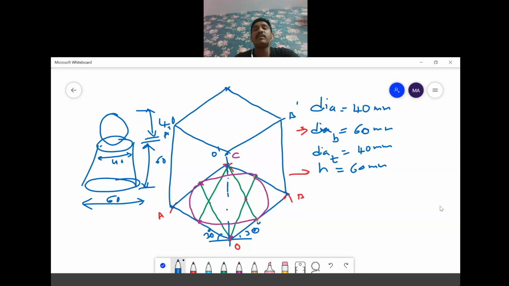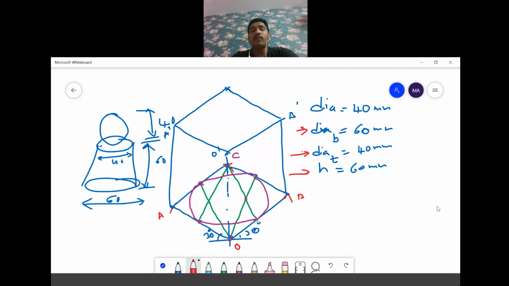Otherwise, using the drafter, you can draw parallel lines. Then also it will connect to it. So again, after drawing this one, here it is again a square of 60 mm. But the top diameter, he has given as how much? The top diameter is given as 40 mm.